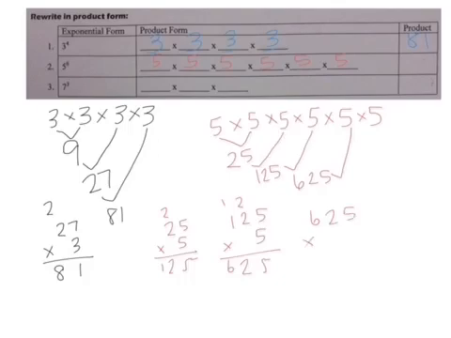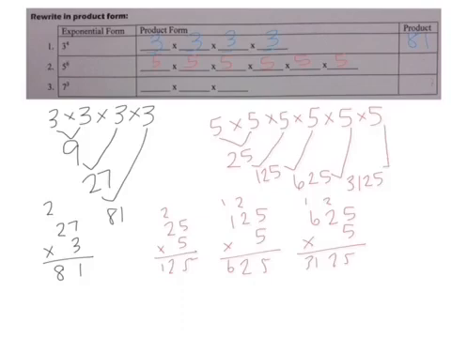625 times 5. 5 times 5 is 25 again. 5 times 2 is 10, plus 2 more is 12. And 5 times 6 is 30, plus 1 is 31. So I'm getting 3,125. And I've got to do one last one.